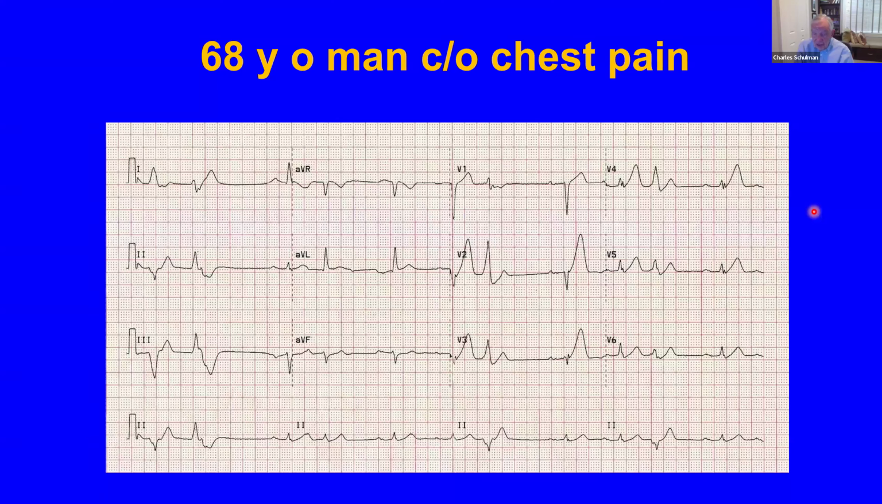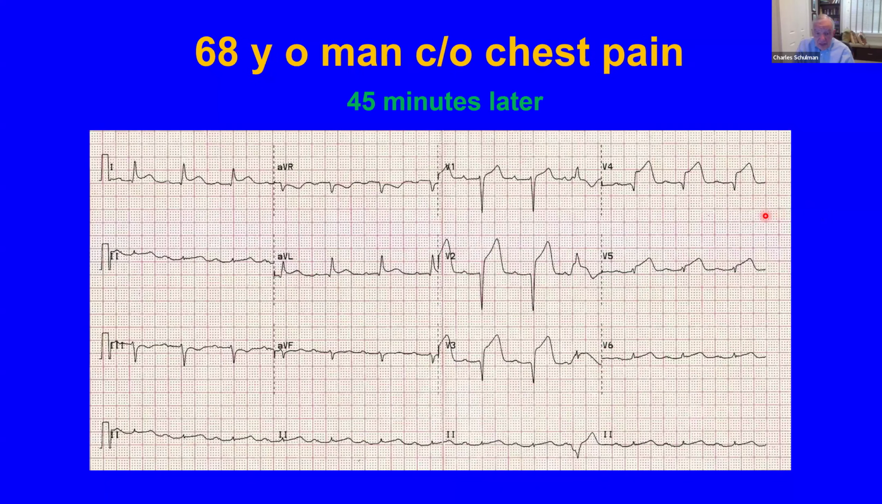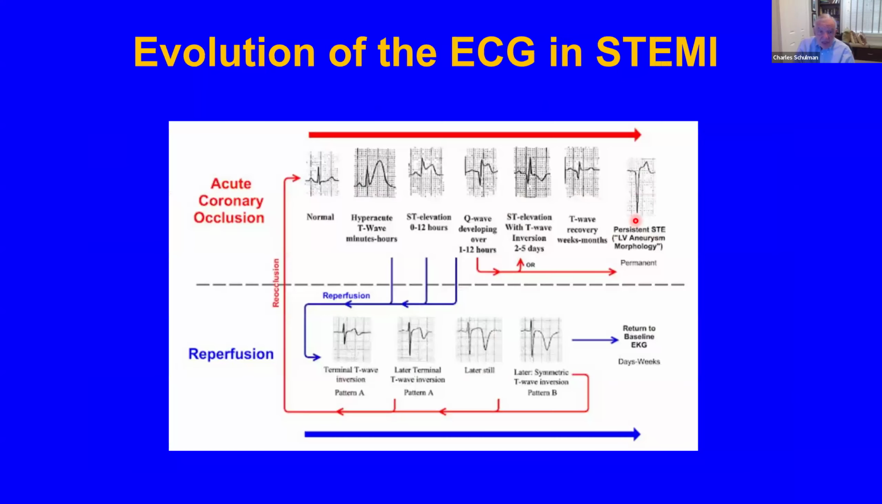Okay, so this is a sign of ischemia. This is the first sign of an ST elevation MI, and sure enough, 45 minutes later, there is now ST elevation in V2, 3, 4, and 5. So the tall T waves precede the ST elevation in STEMI. So this is the evolution of the ECG in ST elevation MI, or STEMI.